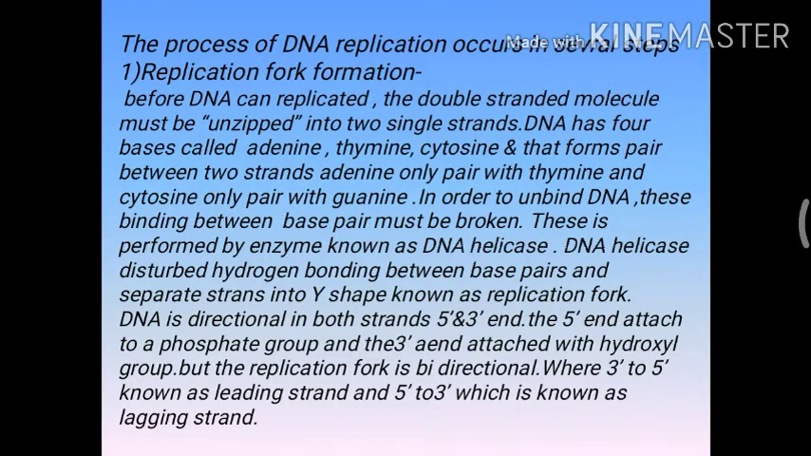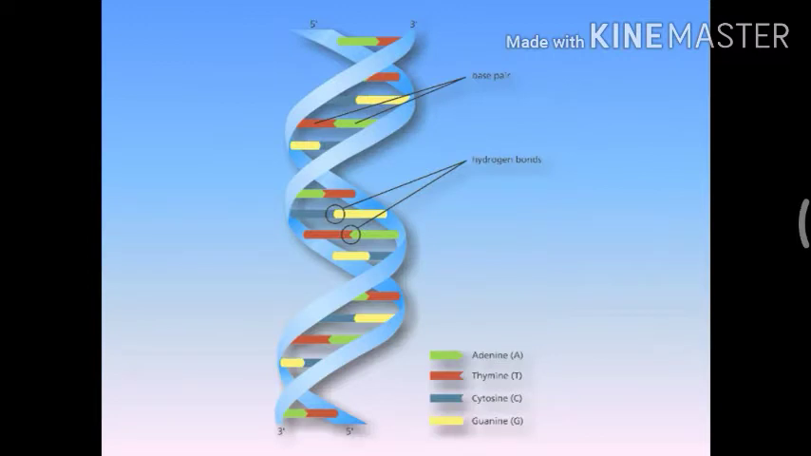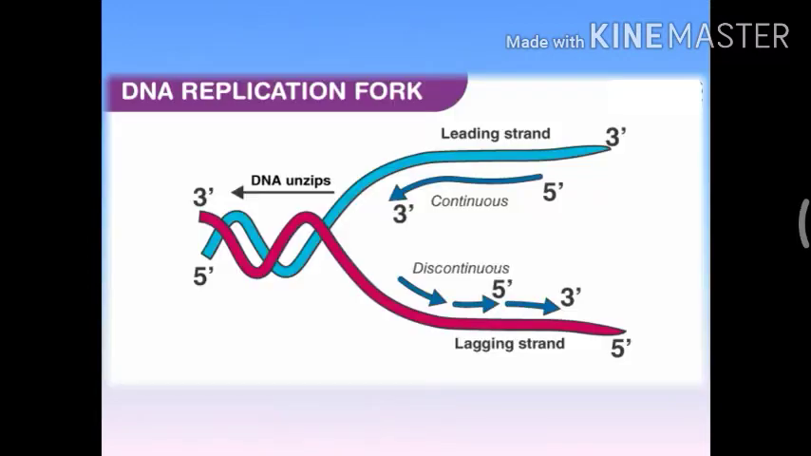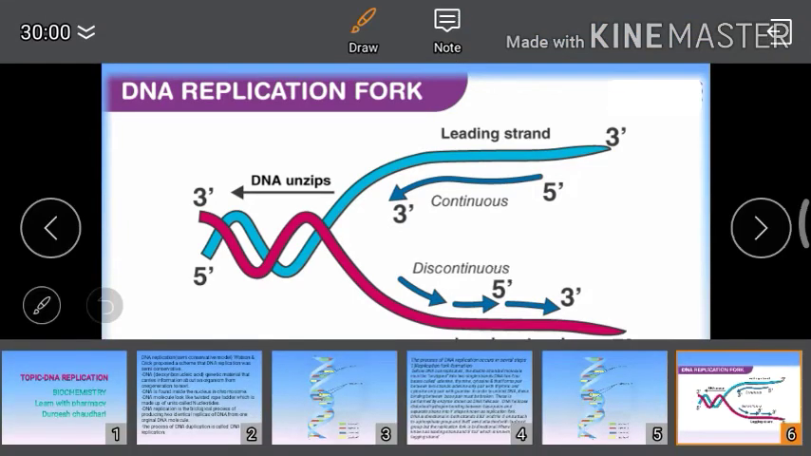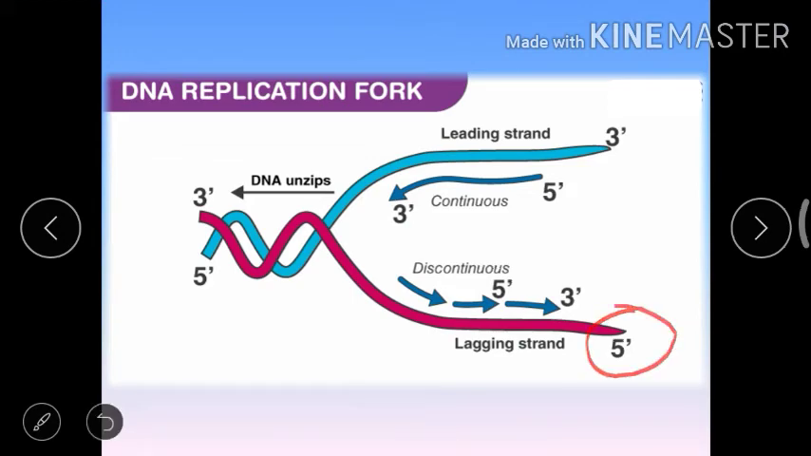So now, as we can see in the figure, DNA is directional in both strands, 5' and 3'. The 5 end, this end, is attached to a phosphate group, and the 3 end is attached to a hydroxyl group.